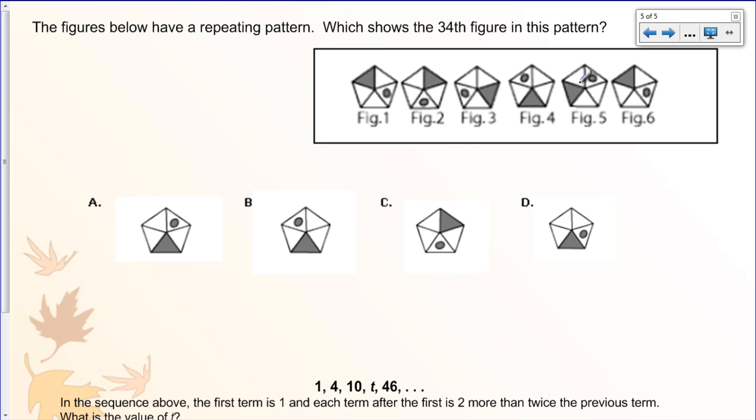Each figure has 5 sides, and I am looking for the 34th figure in this pattern. So I'm going to take the 34, that's what I'm looking for, and I'm going to divide it by 5, because each figure has a thing that's repeating. It's going to repeat 5 times. Okay, because after the 5th one, 1, 2, 3, 4, 5, if you will notice, figure 6 repeats. So it goes 5 figures before repeating. That's why I'm dividing by 5, not because it has 5 sides, but because it goes 5 things before it repeats.